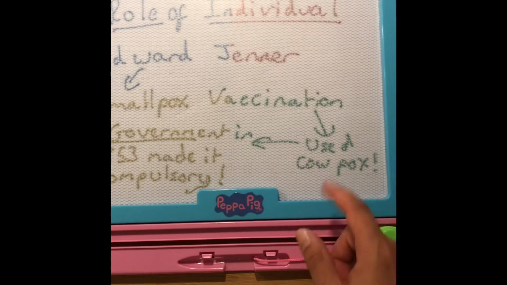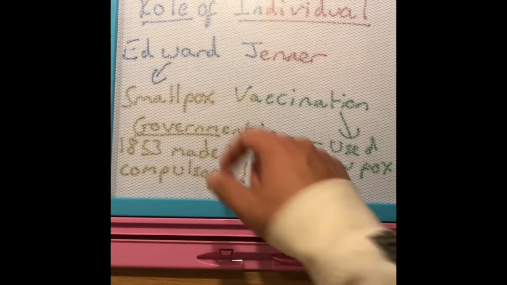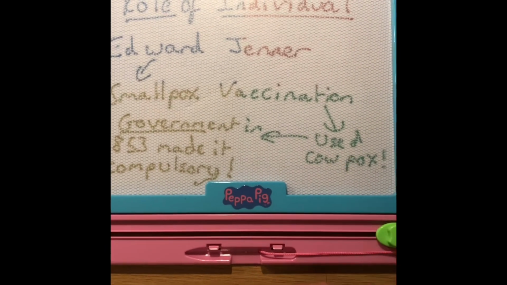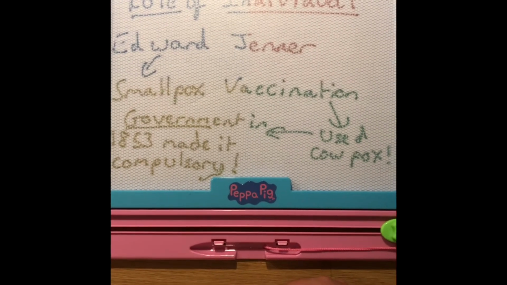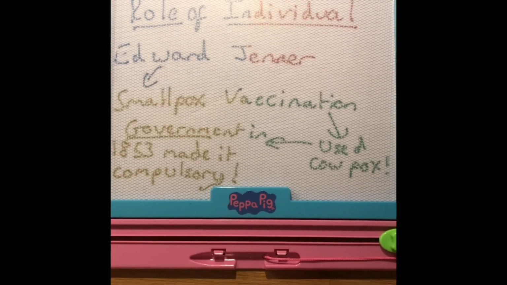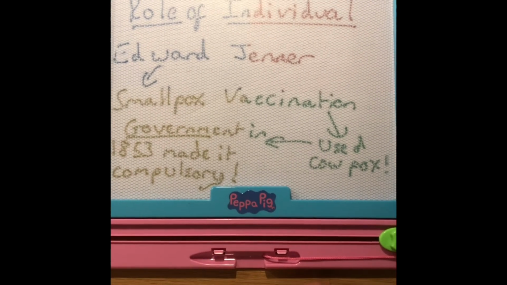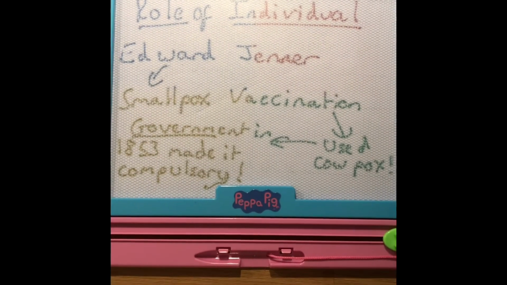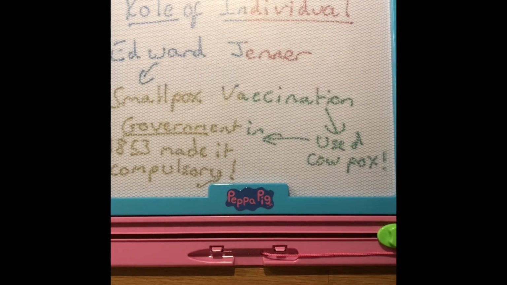How did he do it? He used cowpox. So what he did is he noticed that milkmaids were not getting smallpox, so he went and found out that they were actually getting cowpox. So he got some cowpox pus and put it into a small boy. And the small boy got unwell with the cowpox, like he had the flu. He was okay. Then he got some pus from a smallpox spot and put it into the boy, and the boy didn't get unwell. And there he found the first vaccination.